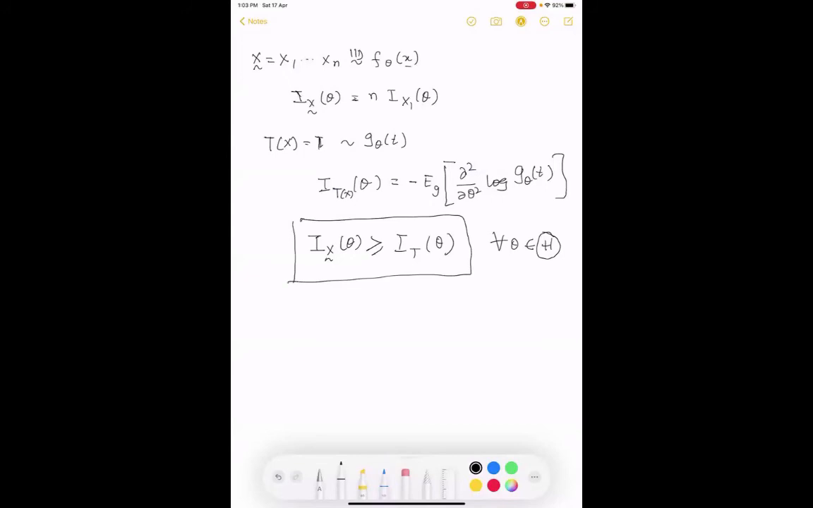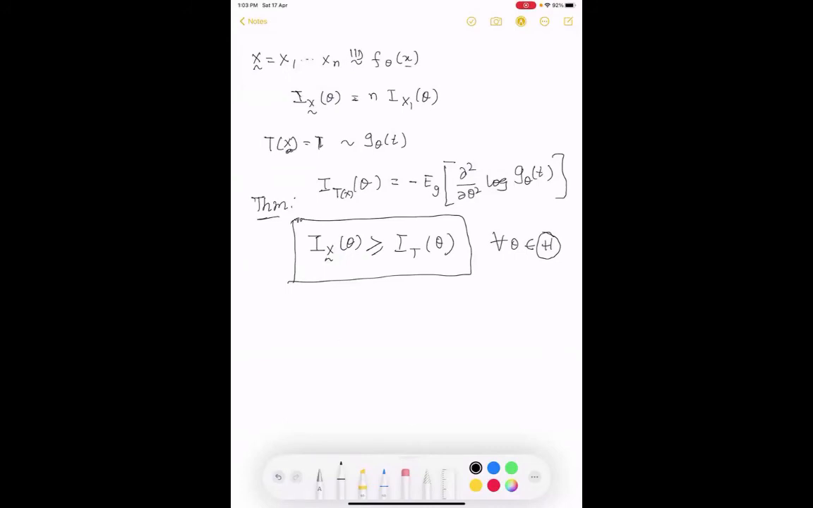Because remember, what is T of x? T of x is a function on x tilde. Under any circumstances, actually, this is a theorem, okay? This is a theorem, you can prove it. Under any circumstances, the Fisher information that you have in T of x tilde will not cross the Fisher information that you have in x tilde itself. That is what it's talking about.